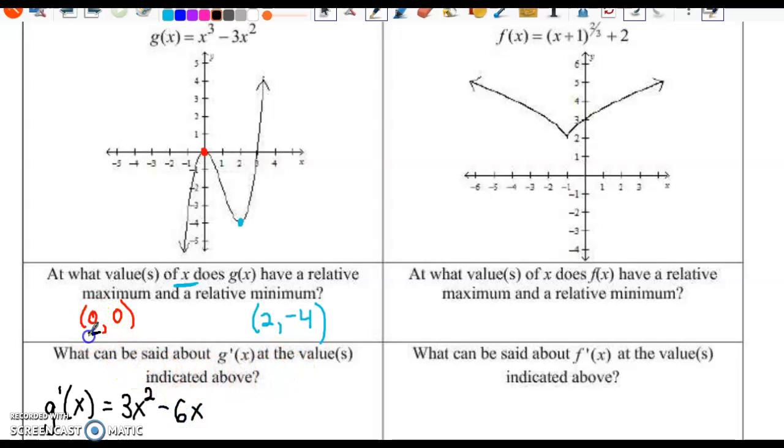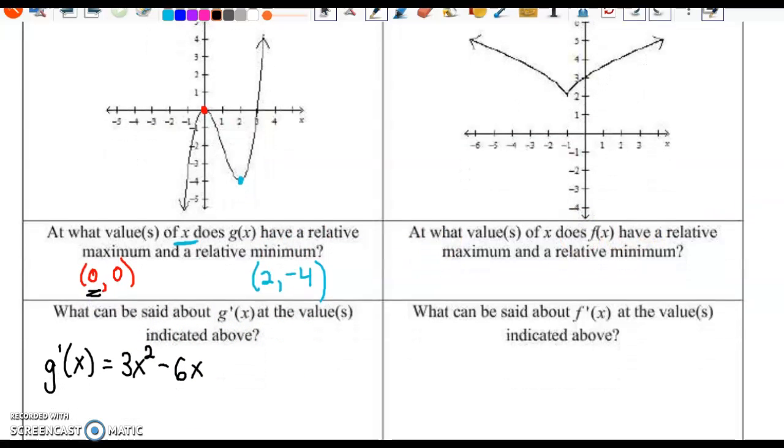And with these x values, let's see what happens. Well, if we did g prime of 0, well, 0 squared still 0 times 3 still 0 minus 0 equals 0. And the same thing could be said for g prime of 2. Now, a little bit more work probably should be done. 2 squared is 4 times 3 would be 12, and then 6 times 2 is 12. So we still get 0 there.